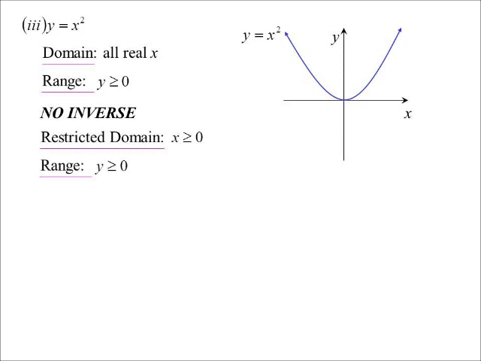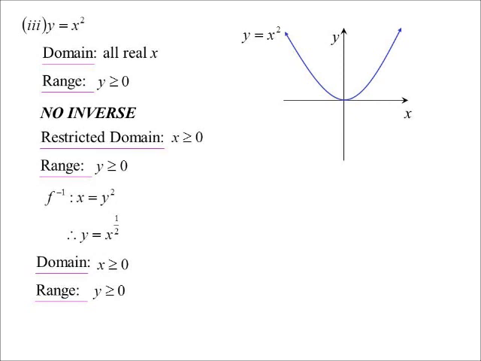So the range stays the same. We haven't affected the range. So when we swap them over, y equals, mine will be the positive square root of x, of course, I've gone for. The domain and the range, trust me, they have swapped over. And if I was to draw it, well, it's just the top half of the parabola there. We can see the reflection for y equals x to the power of a half.